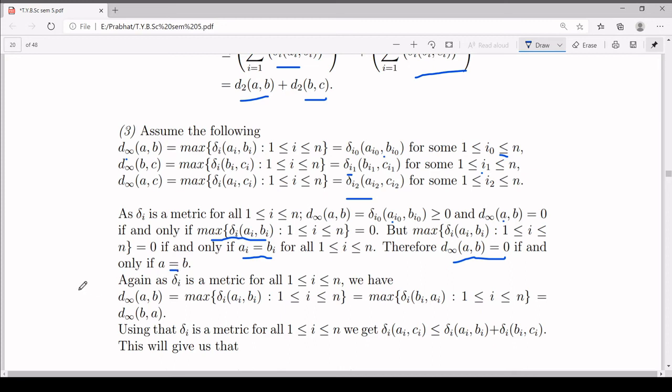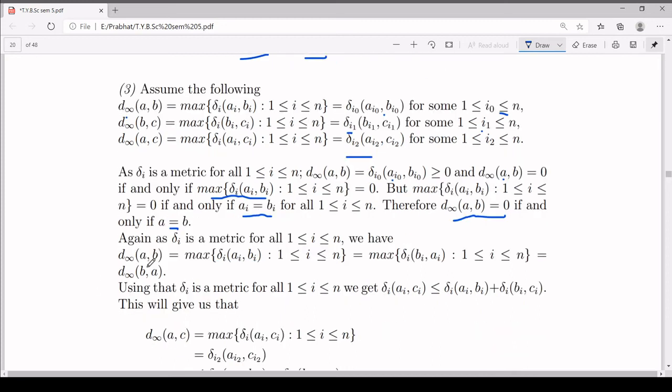Next, symmetry. d infinity of AB is the maximum of delta_i(a_i, b_i). delta_i of (a_i, b_i) is equal to delta_i of (b_i, a_i), because all delta_i's are metrics. So what you have is d infinity of AB is equal to d infinity of BA.